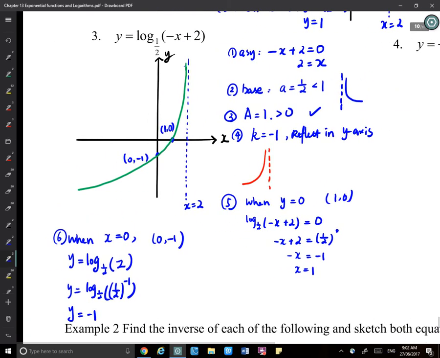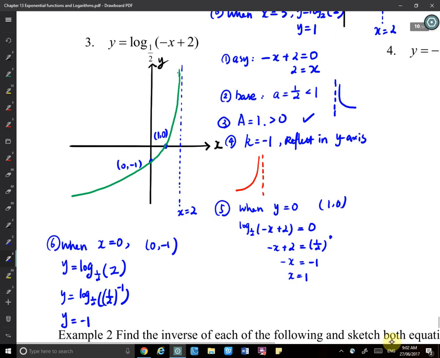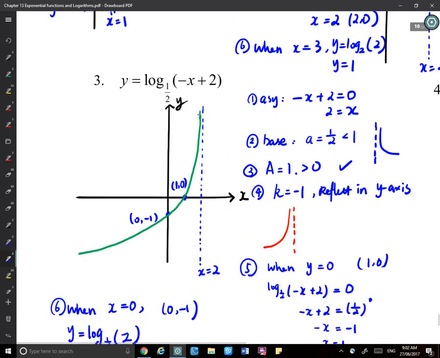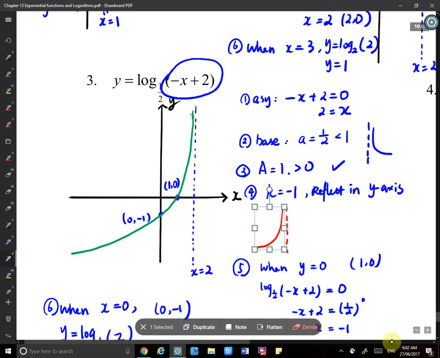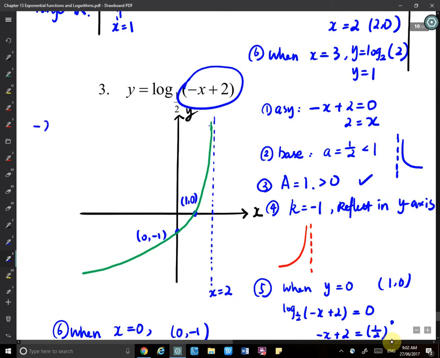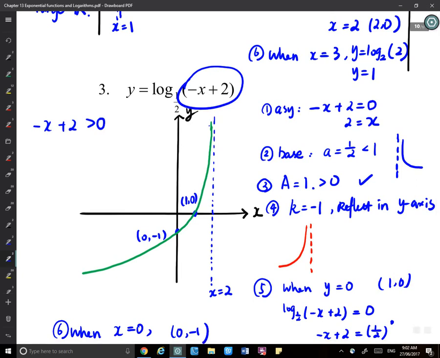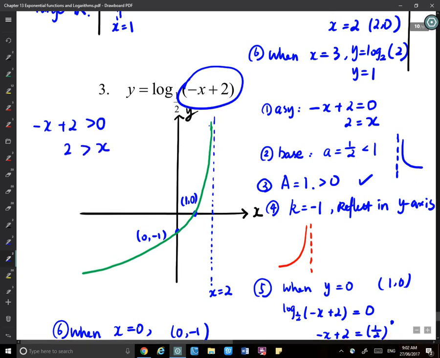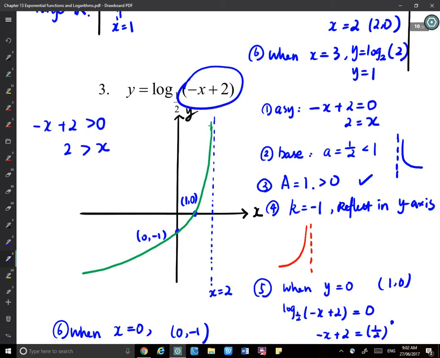Why is the domain supposed to be positive? The domain is not that x is positive, it's that the whole bracket is positive. What you insert into the log is minus x plus 2. That needs to be positive. So minus x plus 2 needs to be greater than 0. That's how we solve for the domain. Then you add x to that side, so x is less than 2. The domain is not that x is positive. It's that the thing you put into the log needs to be positive. Okay?